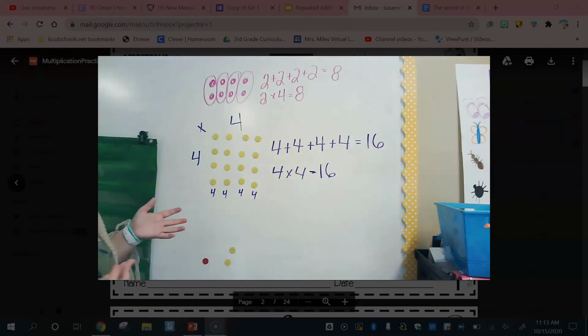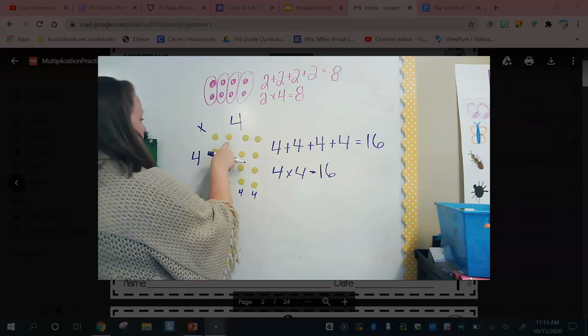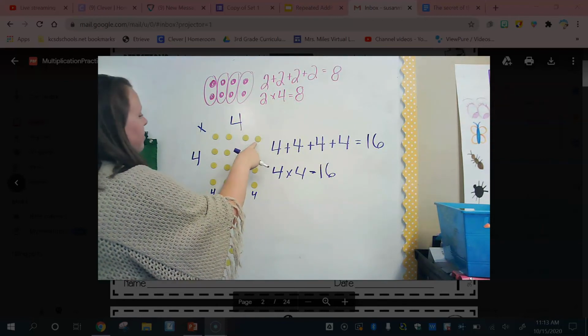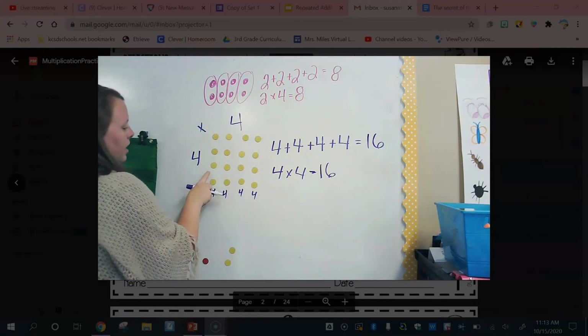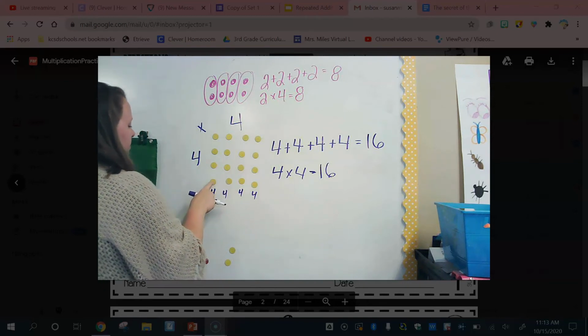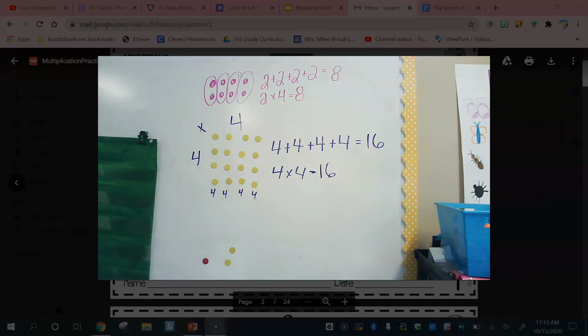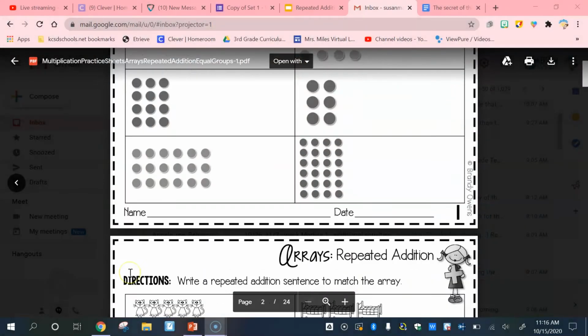But let's double check. Say you don't believe anything I just did. Let's count. 1, 2, 3, 4, 5, 6, 7, 8, 9, 10, 11, 12, 13, 14, 15, 16. So there are, in fact, 16 dots. I'm going to show you one more thing.